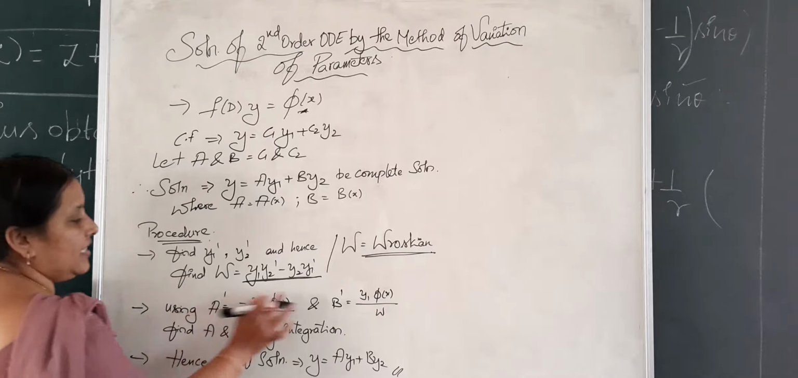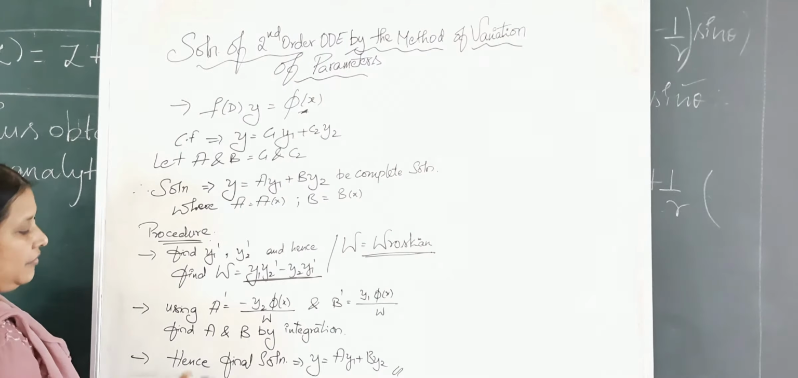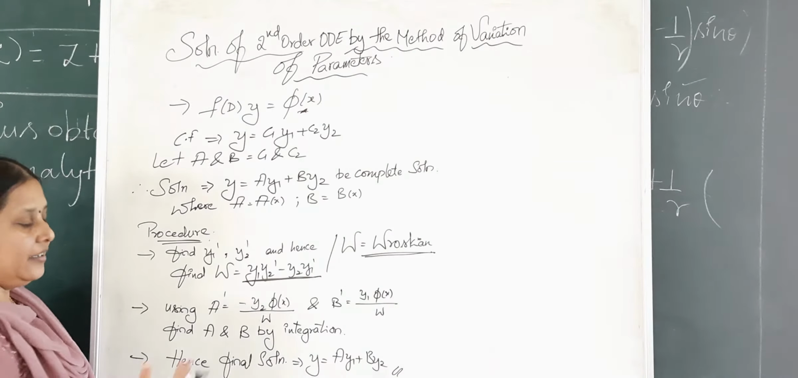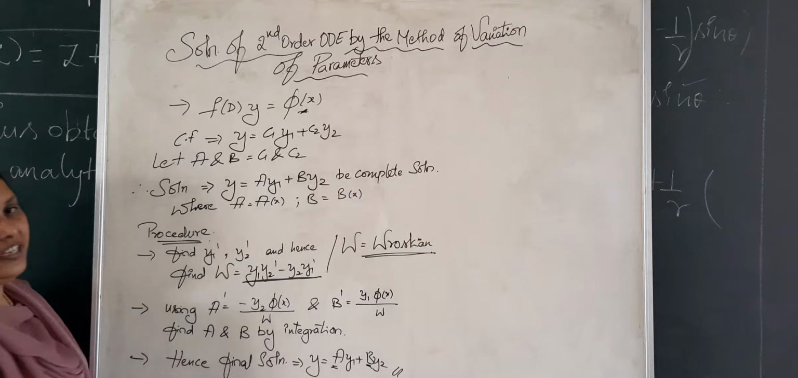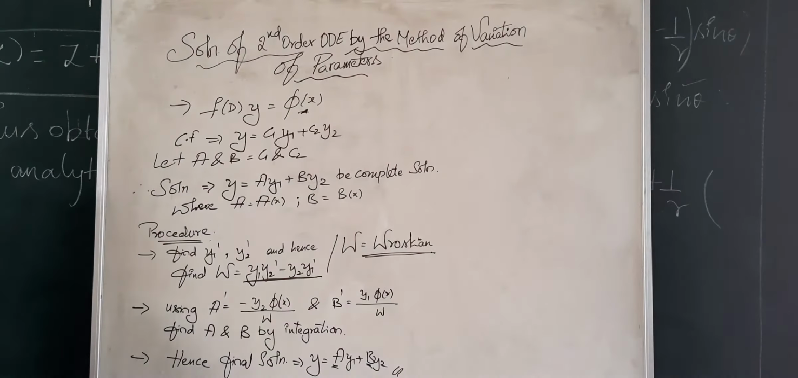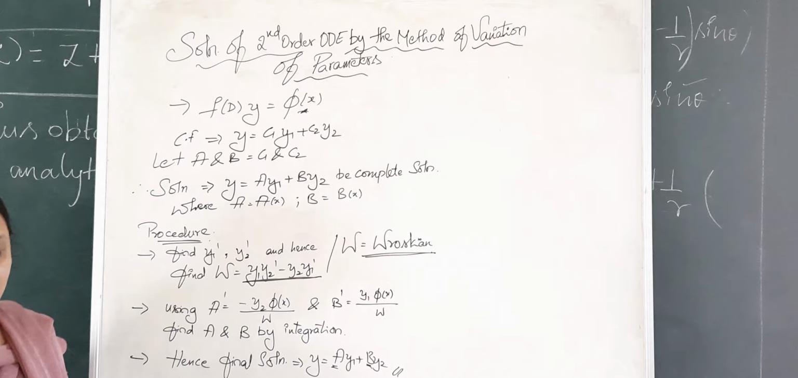Understood? Once you get a dash and b dash, integrating on both sides with respect to x, we get a and b. Thus, you find the values of a and b, put it in this complete solution. Hence, our final solution will be in the form of a y1 plus b y2, which is equal to y. So, this is the procedure.